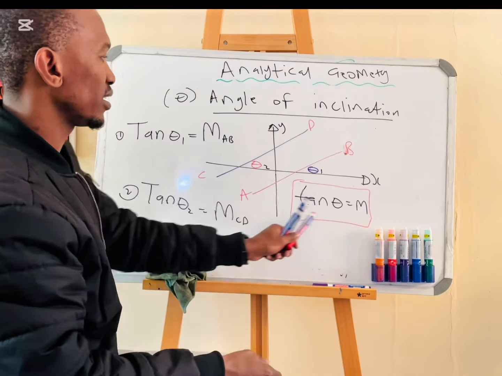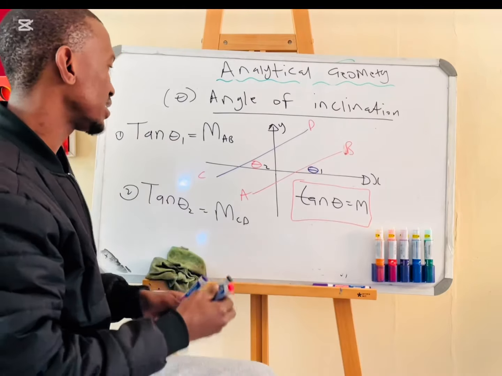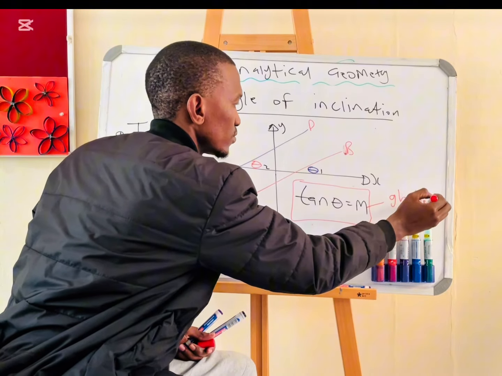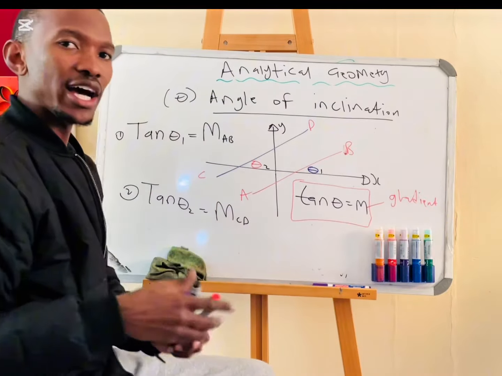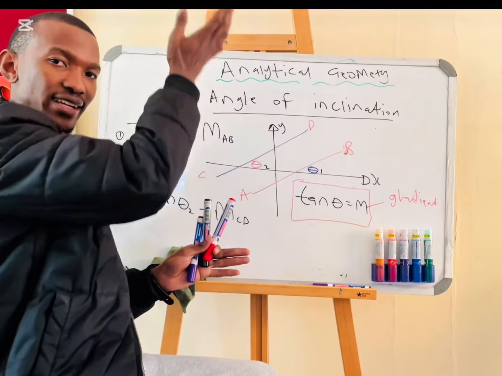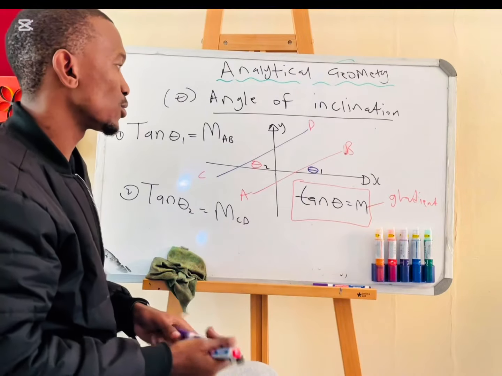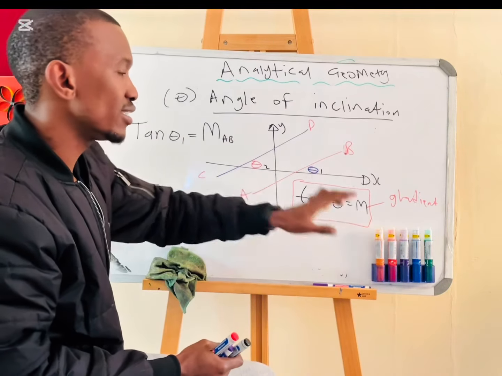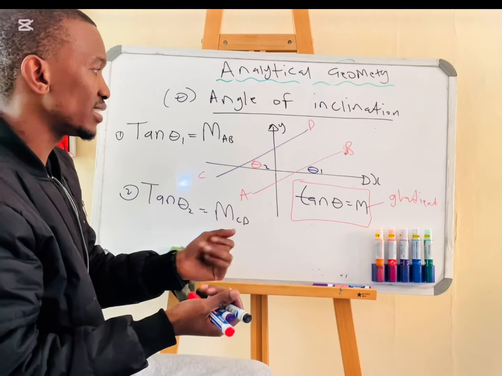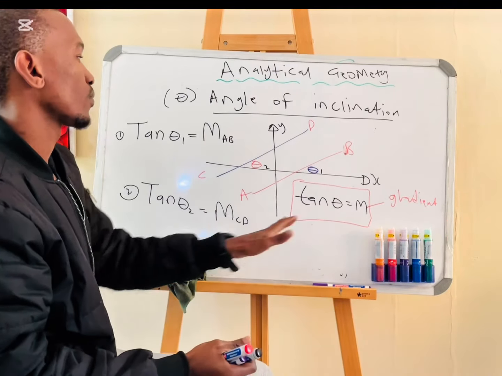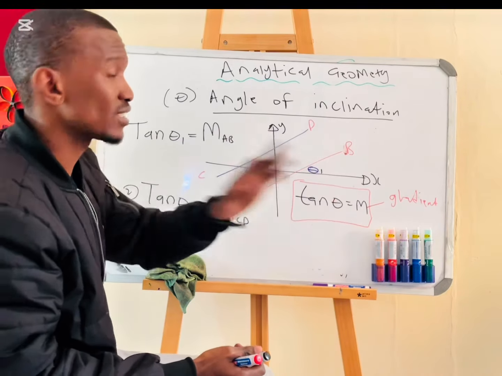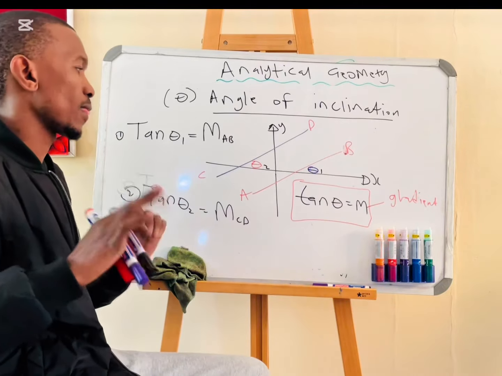So this is the formula that you will get. The m stands for the gradient, guys. M is your gradient. Remember, I showed you guys how to find the gradient when I started with this video. So just make sure you understand. The gradient, you use 2 points, you find the gradient. From there, they can ask you to find this angle. But don't worry, I will show you guys.